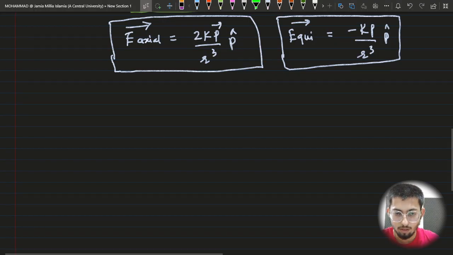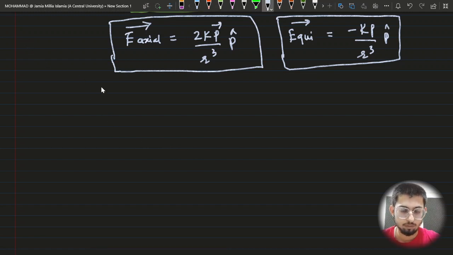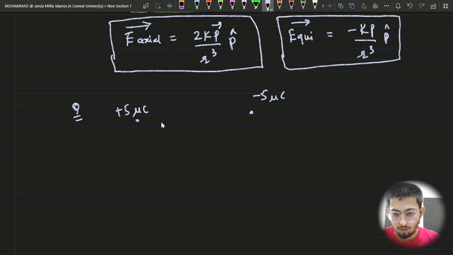This is example 50. There are two charges, plus 5 microcoulombs and minus 5 microcoulombs, and they are placed how much apart? They're placed 1 millimeter apart.